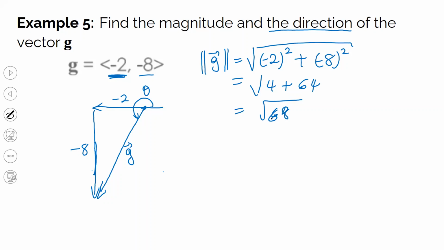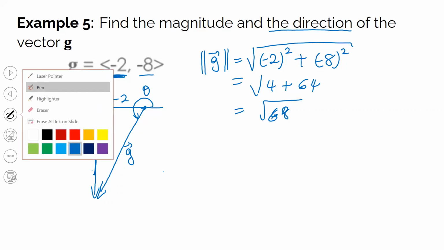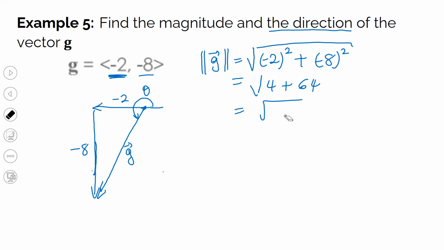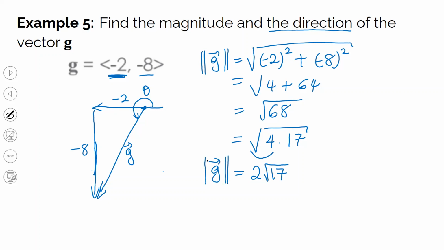Sometimes, instead of expecting you to just put this into the calculator and be done with it, they want you to simplify this radical. 68 is 4 multiplied by 17, so I can break it down to be the square root of 4 multiplied by the square root of 17. That's why I can also write this as 2 root 17. So the magnitude of G is 2 root 17.